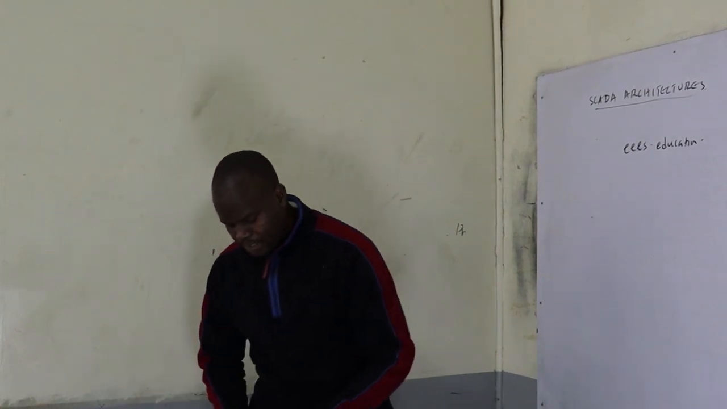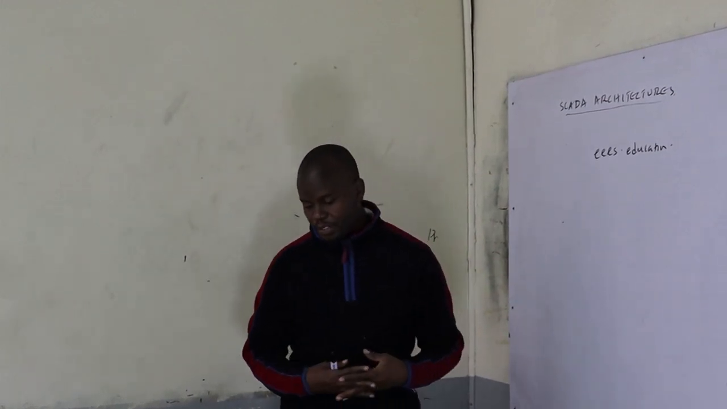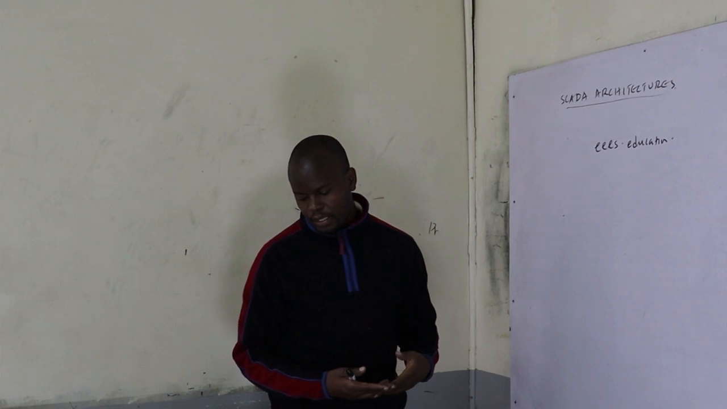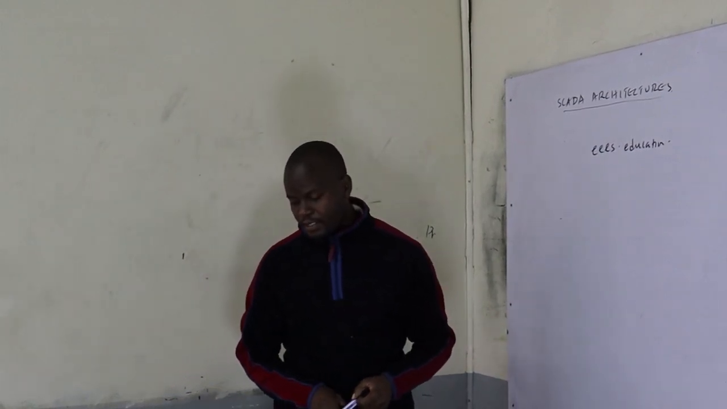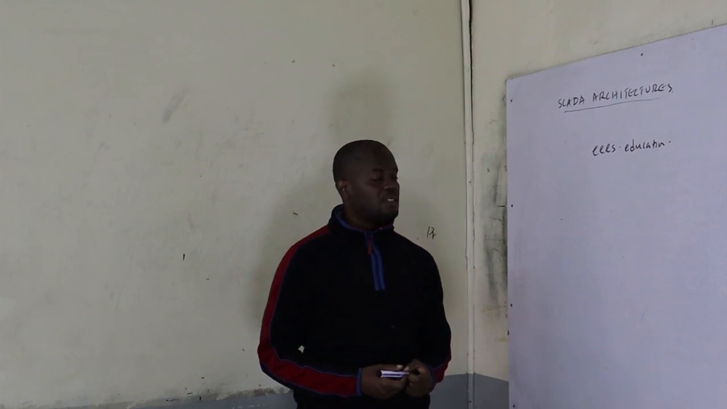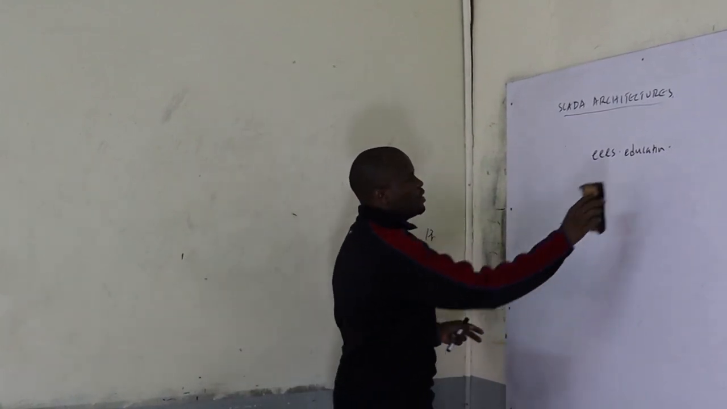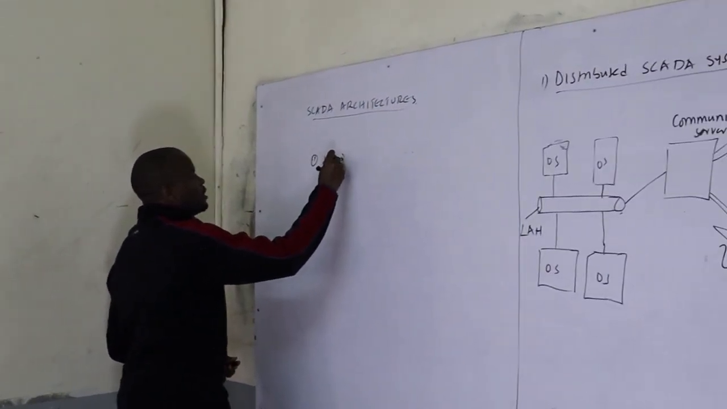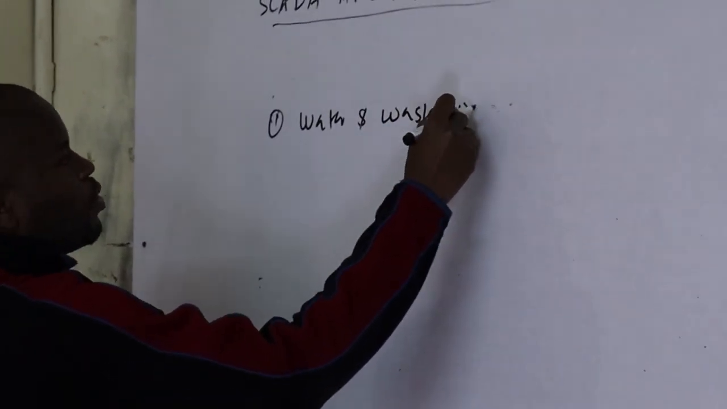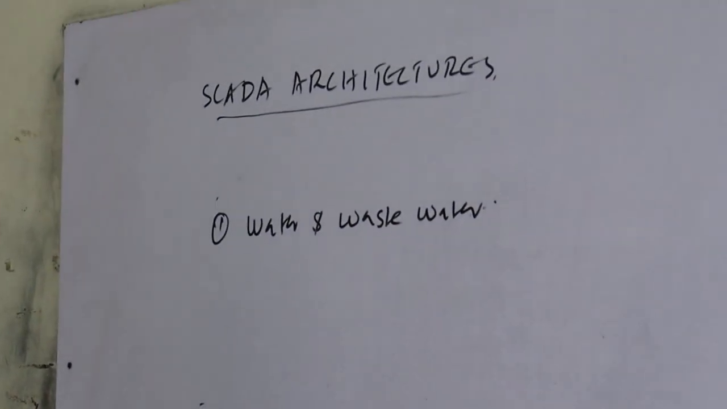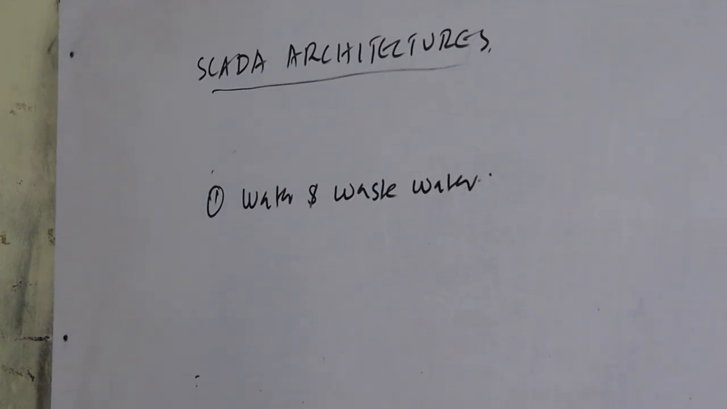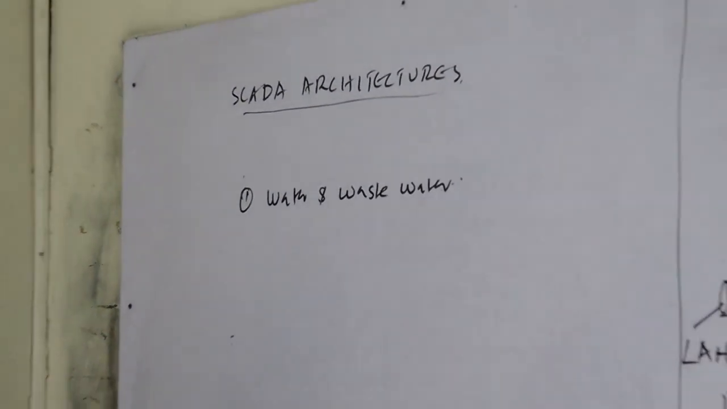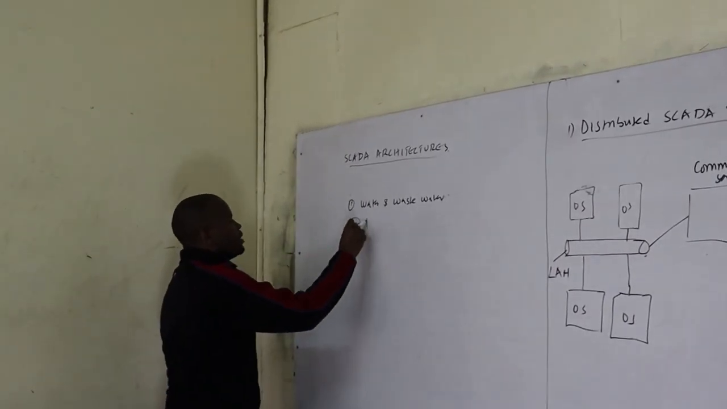So let us now look at the areas of application of SCADA systems, and maybe we can also look at a little bit of people who provide the hardware for SCADA systems, as well as the automation solutions for SCADA systems. When you talk about the areas of application of SCADA systems, one of the areas that we can talk about is water and wastewater. In that case, we are talking about the companies that provide water, like the Nairobi Water and so on. You can also talk about other users, which is power.